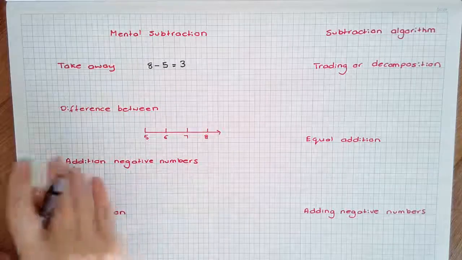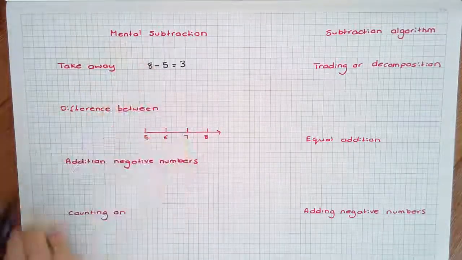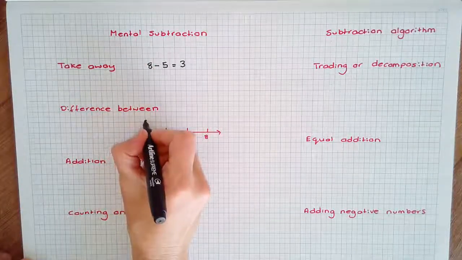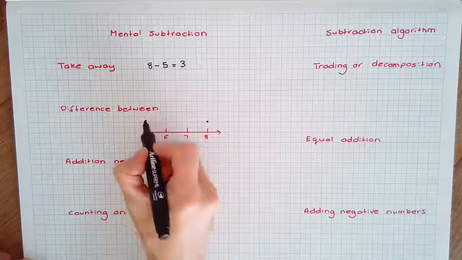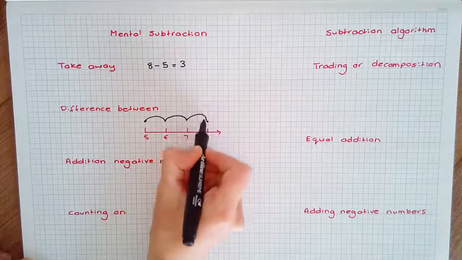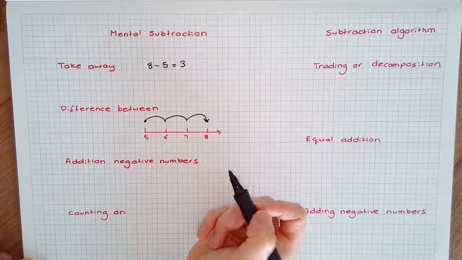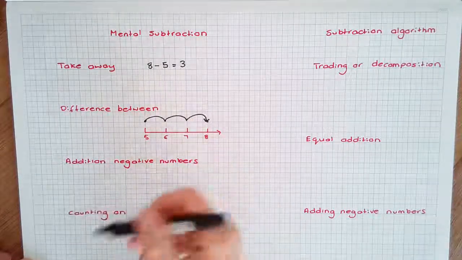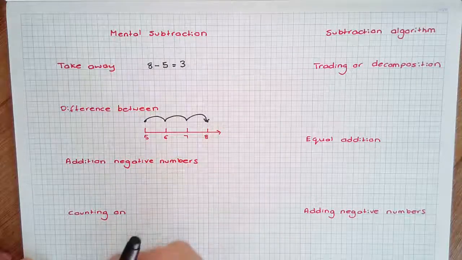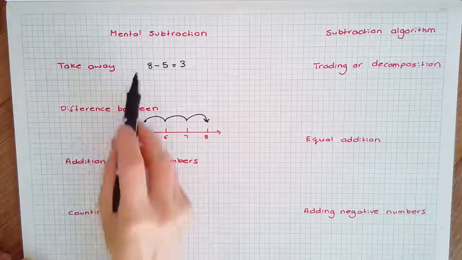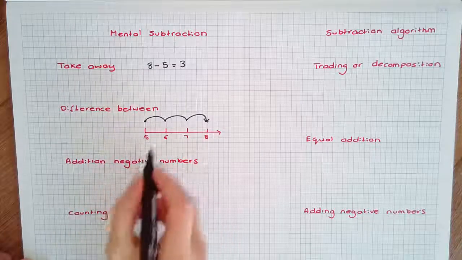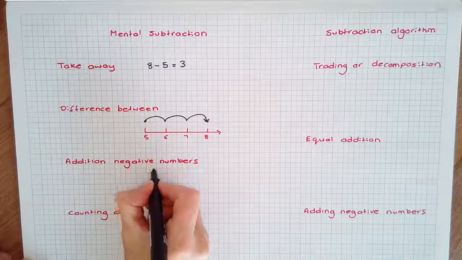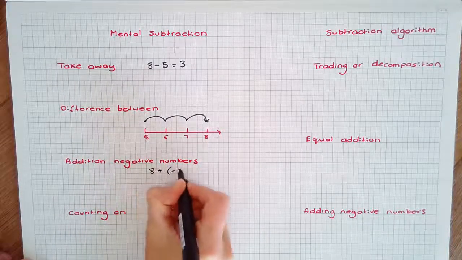Using the same problem, we could also think of these numbers as difference between. If I had 5 and 8, what is the difference between? 1, 2, 3, and the answer is 3. As well as this, you could look at this problem as an addition of negative numbers, which we'll have a look at later in the year. But just for now, let's consider that 8 take away 5 is the same as 8 plus negative 5.